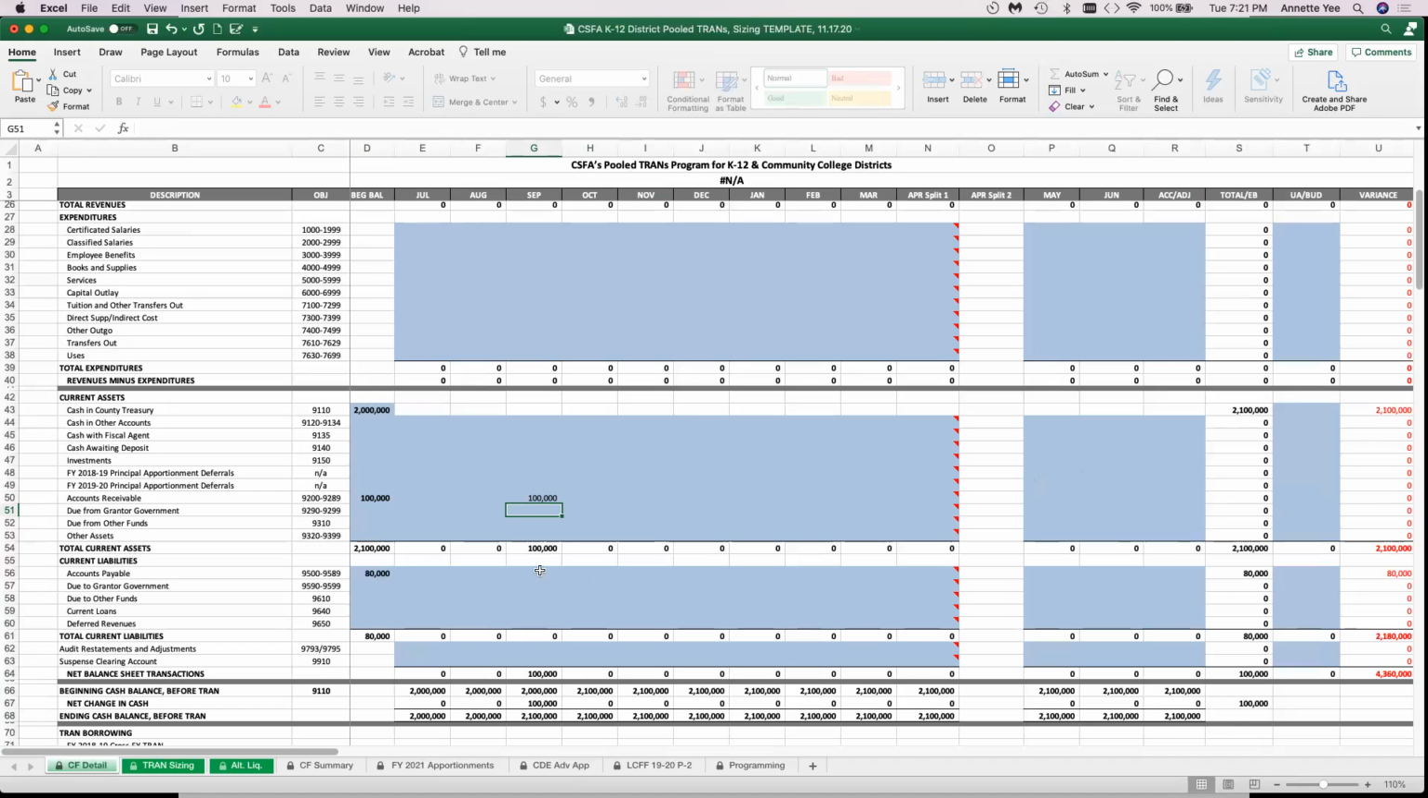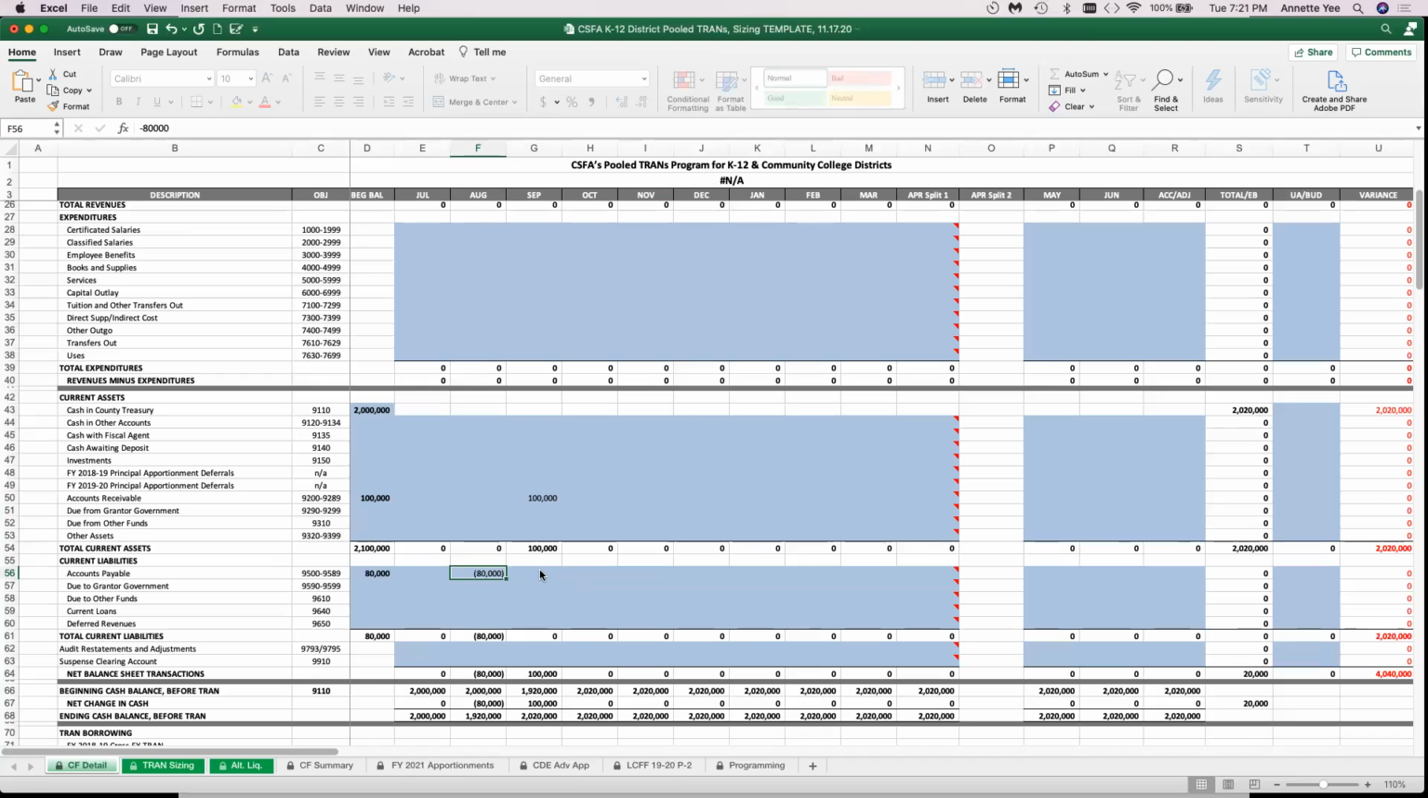Now, what would happen with my accounts payable? I owe that out to someone. Let's say I'm going to pay them in August, because I owe them $80,000. I would put in that I owe them, so that's a negative to me. I'm going to put in negative $80,000. Oh, so then that zeroed it out too.